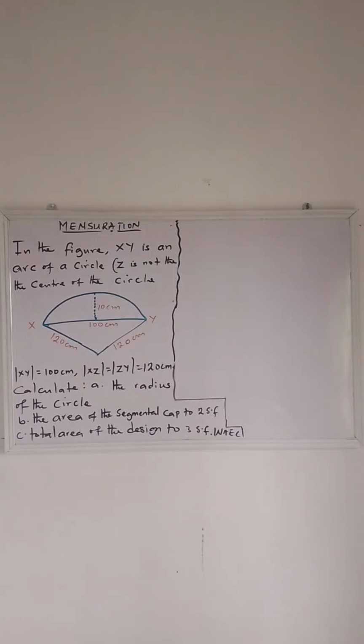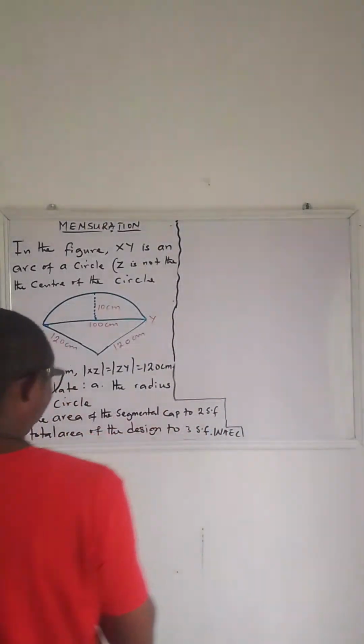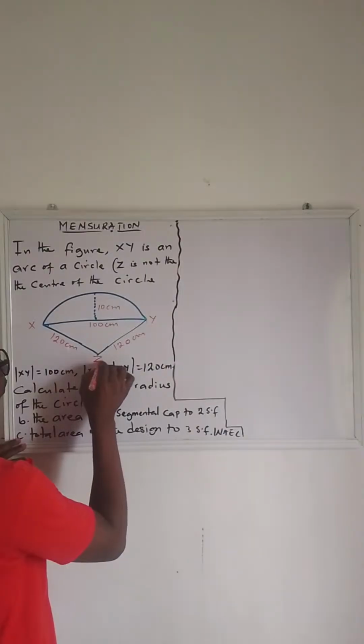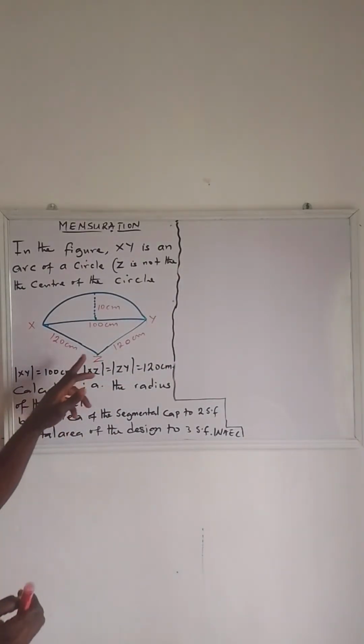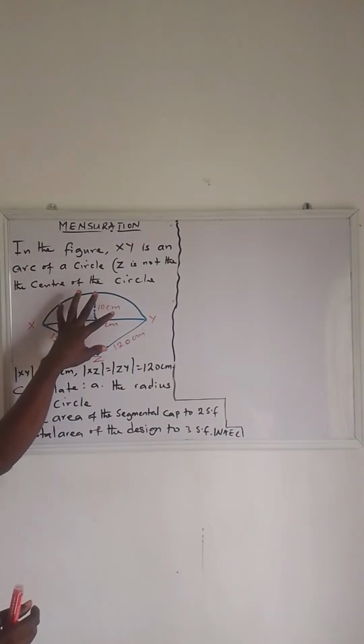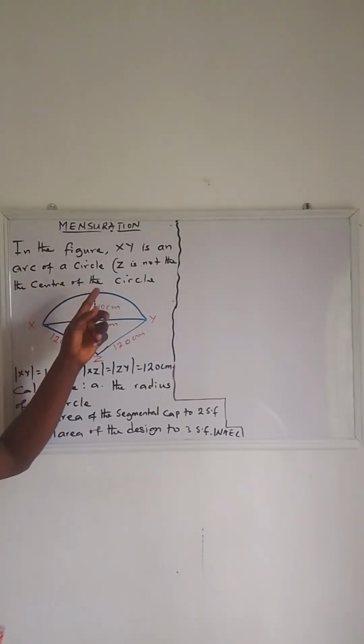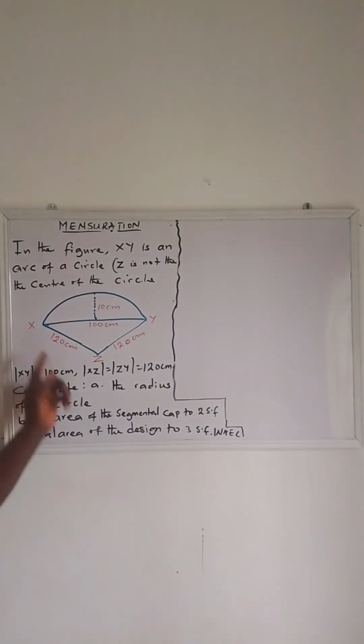So in the figure, line XY is an arc of a circle, and Z in that diagram is not the center of the circle. So the Z is here. Z is not the center of the circle. If you know the implication of that, that means you cannot call this a sector. That is the meaning of that. Z is not the center of the circle, so it means this is not the radius.